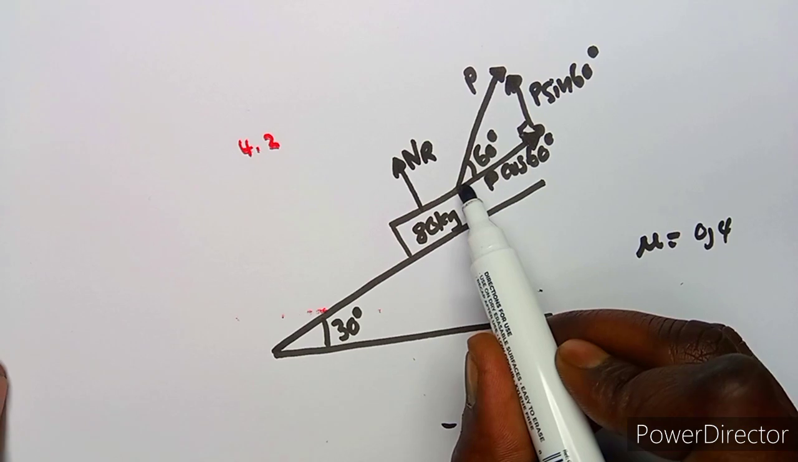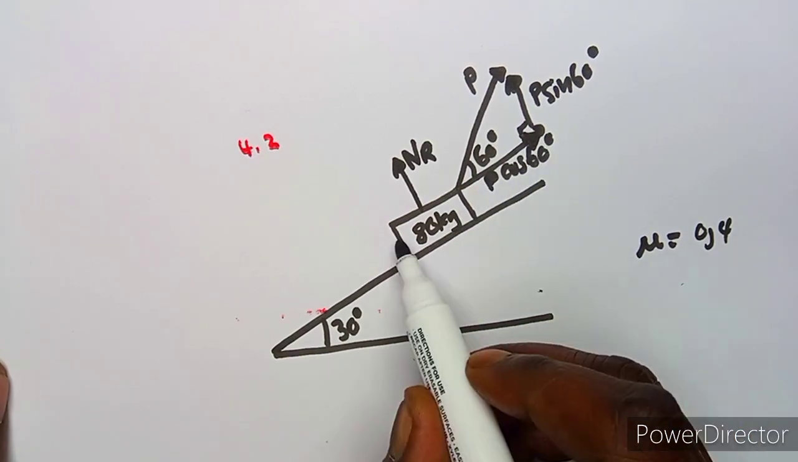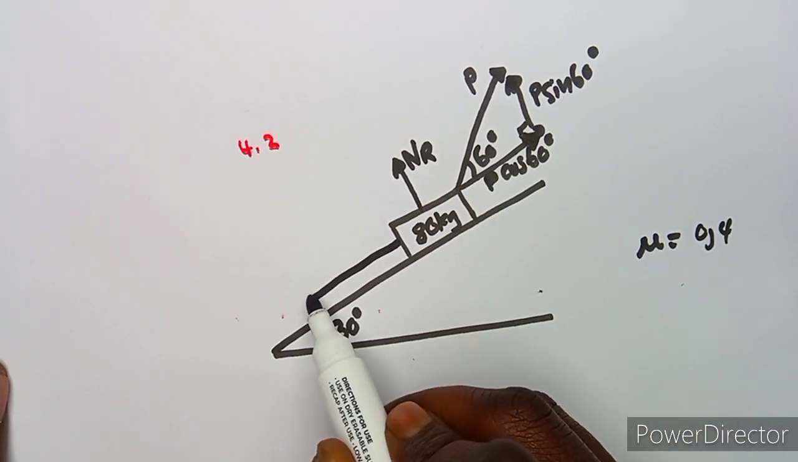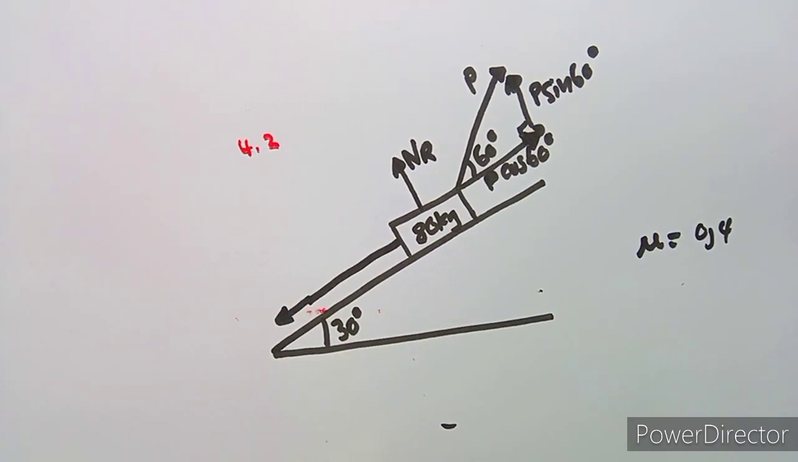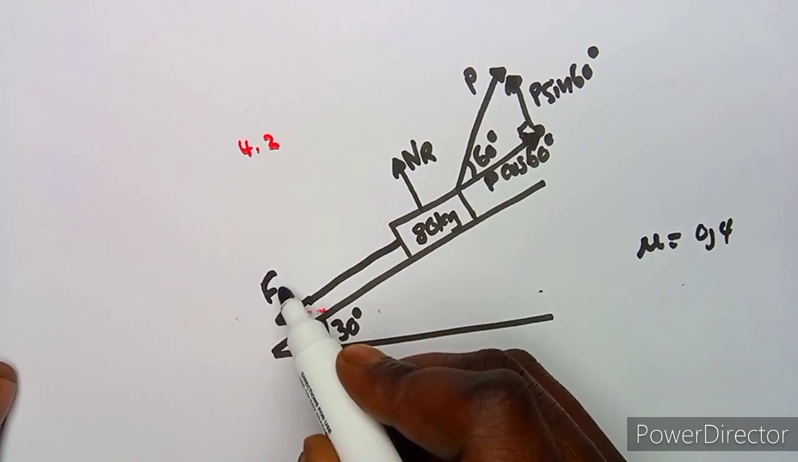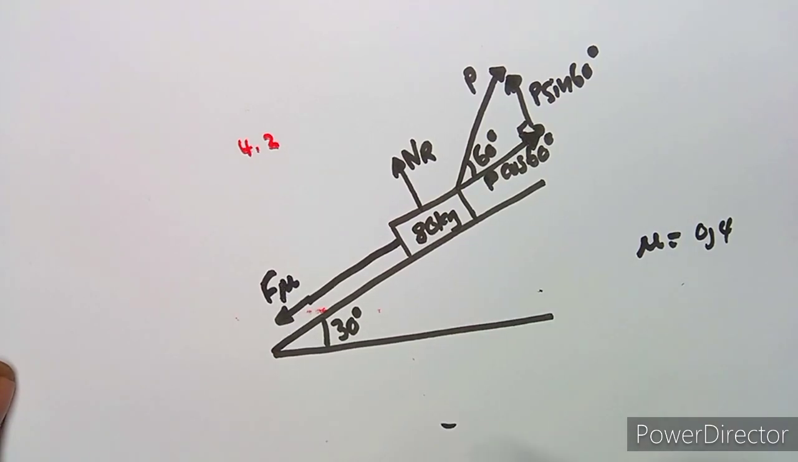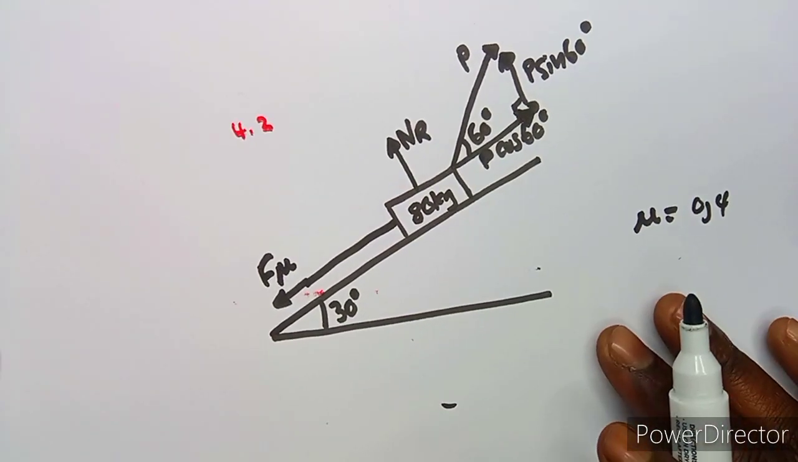Anyways, so if you are pulling it up, what does it mean? There's definitely going to be that force that always opposes what you are doing, which is the frictional force in this case. All right, so definitely that is how it is going to look like.